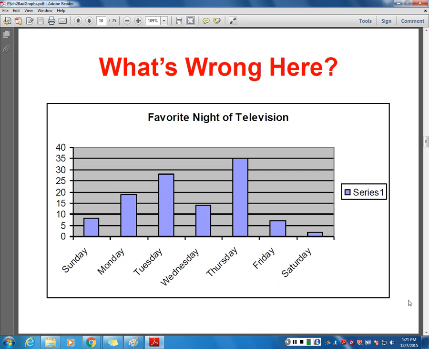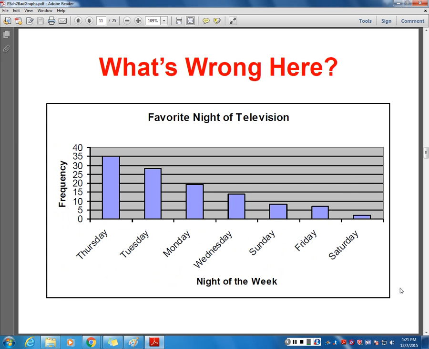Alright, so now it's been adjusted. The x-axis or horizontal axis now has days of the week on it, so that's easier to read. However, the legend is still present and there are no axis labels. And now it's been changed again. I've got a title, I've got axis labels. The nights of the week are clearly identified, but there's still something wrong.